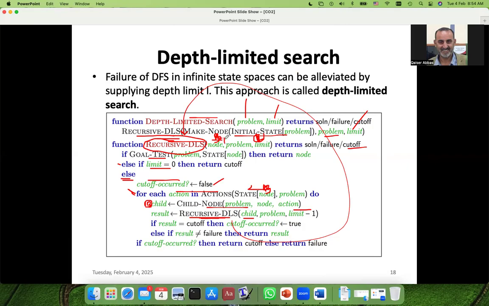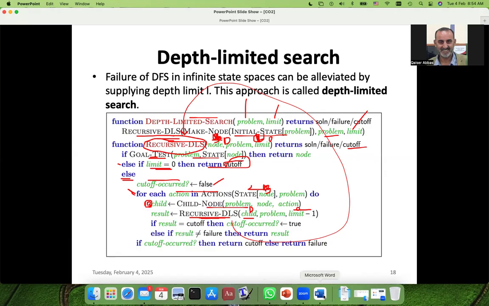When you are calling again, you are going here. What is the node now? Node is D. And the limit is 0. Okay, so is this node a goal? No. Limit is 0? Yes. Then return what? Return cutoff. Cutoff is some string value, you can say. So the call with D and 0, when you executed, is returning cutoff.